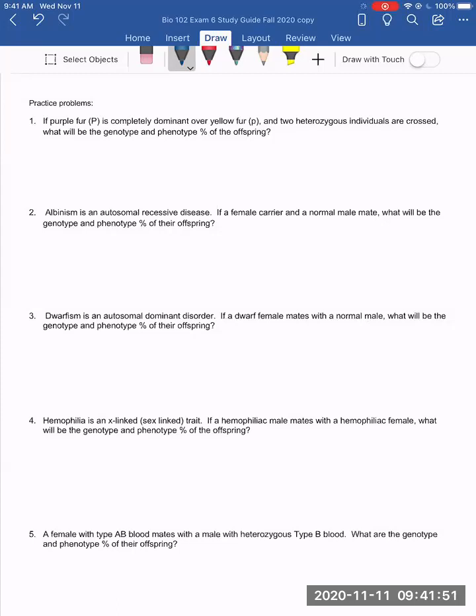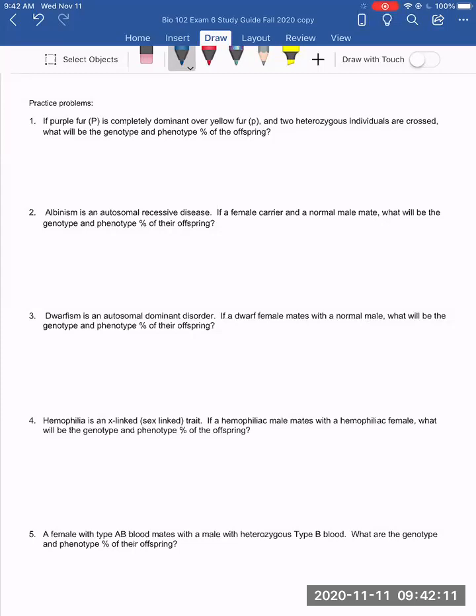Now, I really encourage you to work these problems on your own first, because the problems on the exam are similar but not identical to these. These do cover each major pattern of inheritance, but it's really important that you be able to work these on your own because the problems on the exam will be slightly different.